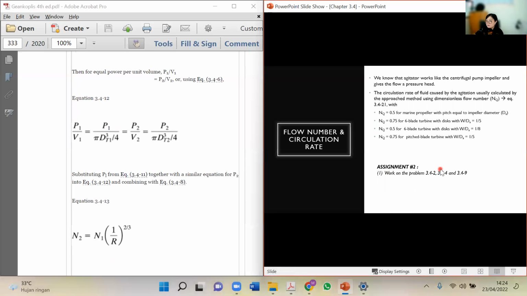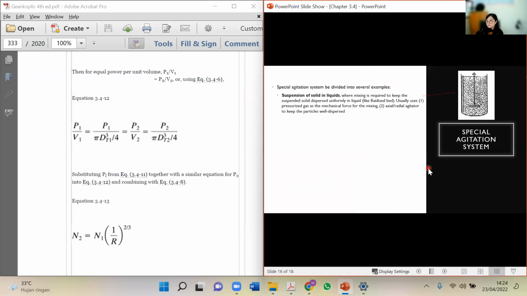Now I will go to the next subchapter, about the special agitation systems. The special agitation system can be divided into several examples. The first one is the suspension of solids in liquids. This is where mixing is required to keep the suspended solid dispersed or fluidized uniformly in the liquid, like a fluidized bed.